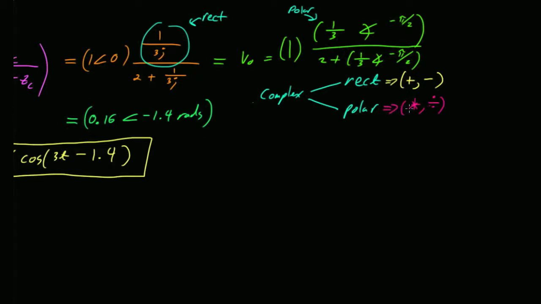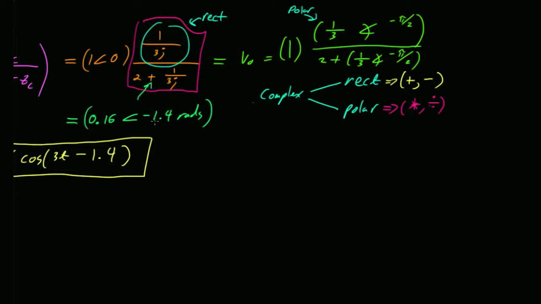So, while there's mathematically nothing incorrect about writing this like this, it makes a whole lot more sense to write it like this because I have to add those two terms in the denominator.